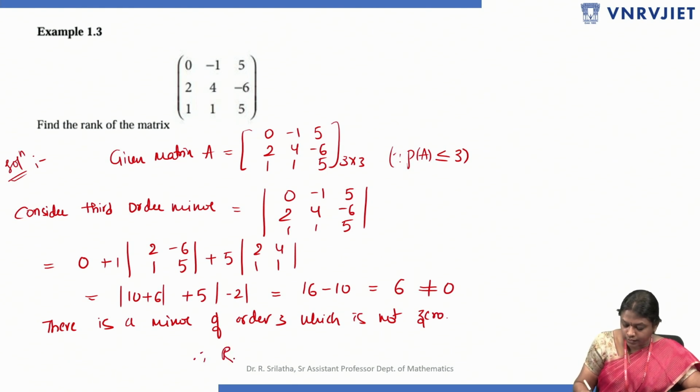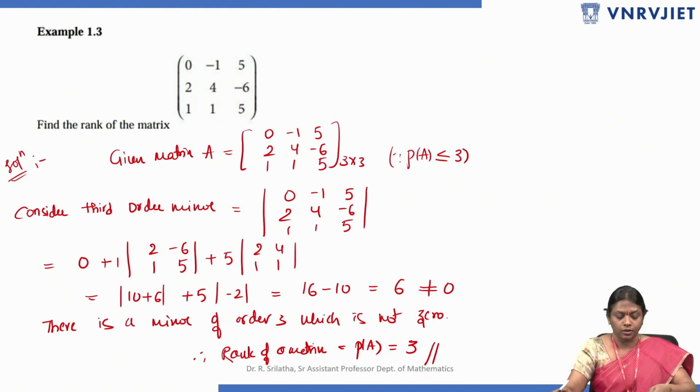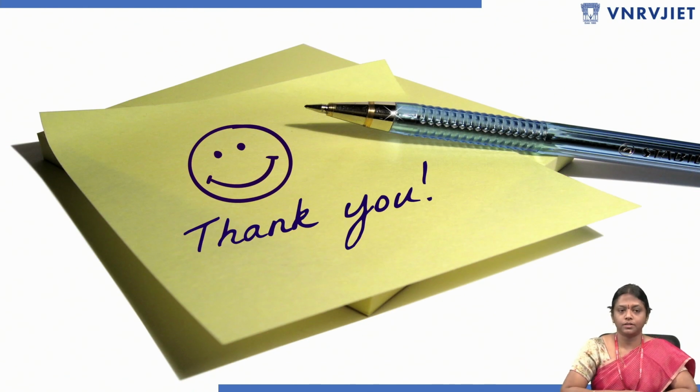Therefore, what can I write here? The rank of a matrix, which is denoted by rho of A. Since we got this 3 by 3 matrix, that is the order. Therefore, the rank of A, the given matrix, is going to become the order here. Now, the order of the matrix A is 3. So, these are the tips you need to keep in mind whenever you need to find the rank of a matrix by using minors.